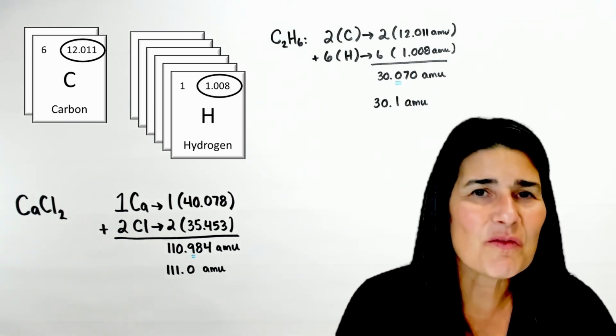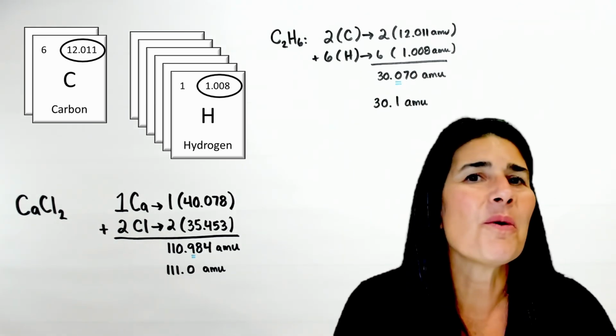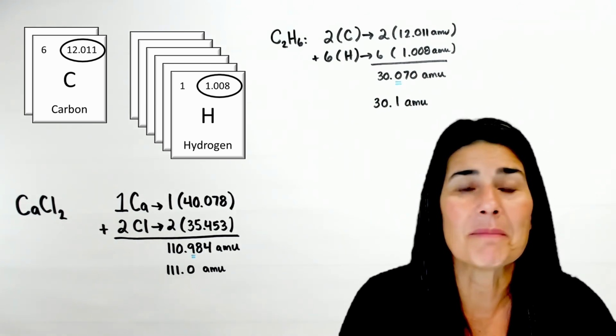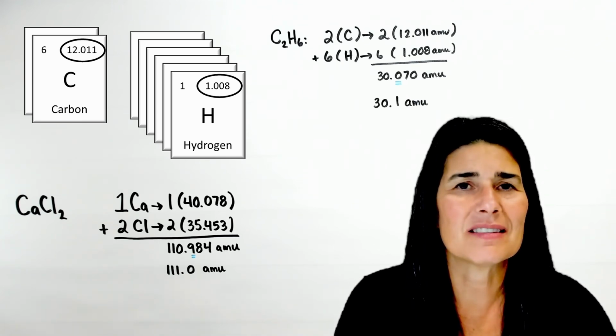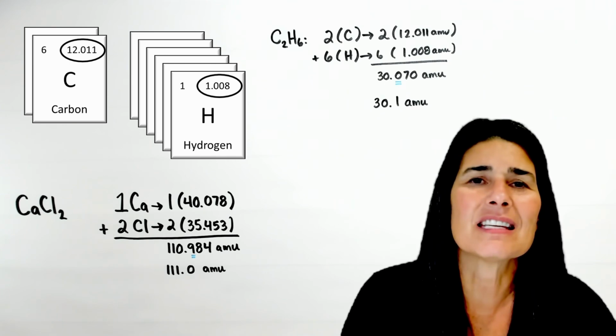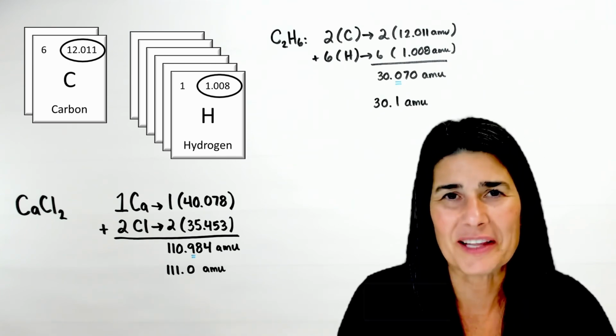All right, so if you want a formula weight or an atomic weight or a molecular weight, simply add up all the atomic weights, all the atomic masses of the individual elements that are within your formula.